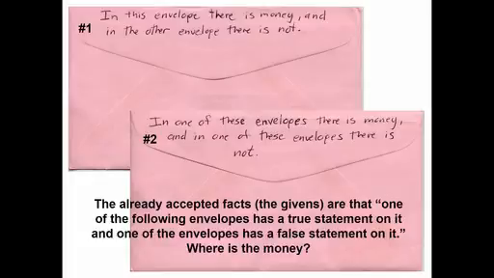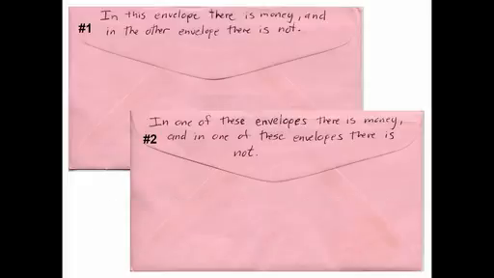I think you should pause this now and give this a try. And you're back. So where's the money? So let's try this. Let's reason indirectly. Let's say I think it's in envelope number 1. If it's in envelope number 1, that says in this envelope there is money, and in the other envelope there is not. So if that's true, then the money's in there, and then the other envelope doesn't have it.